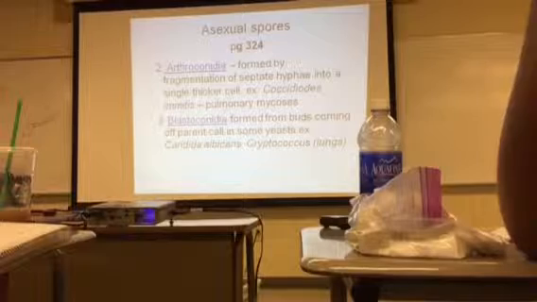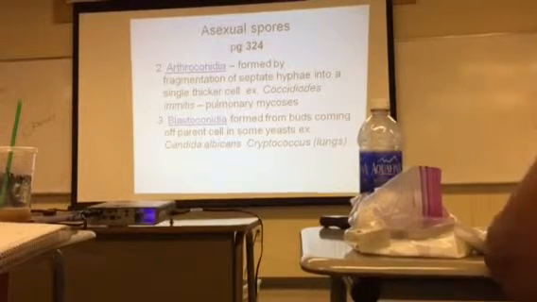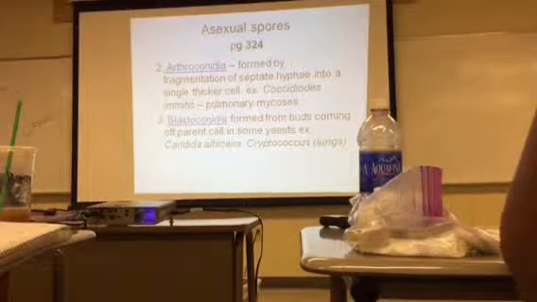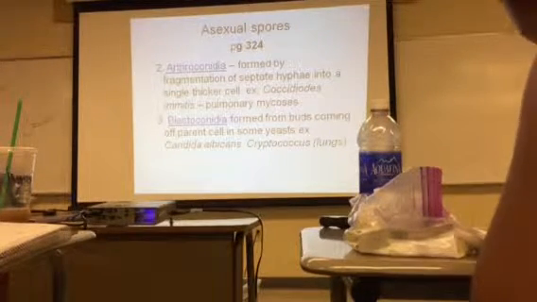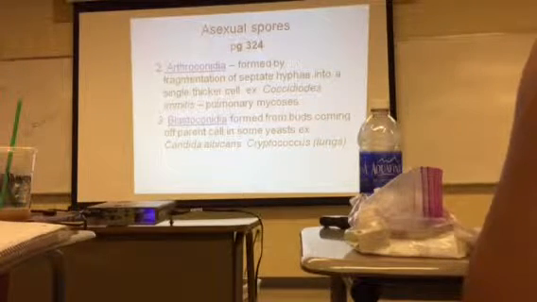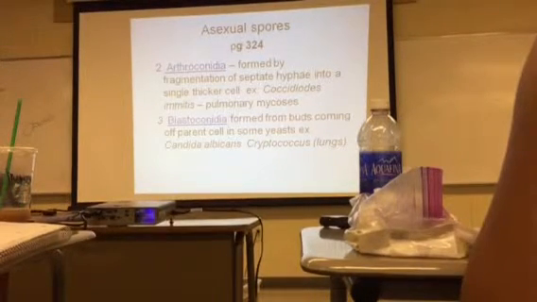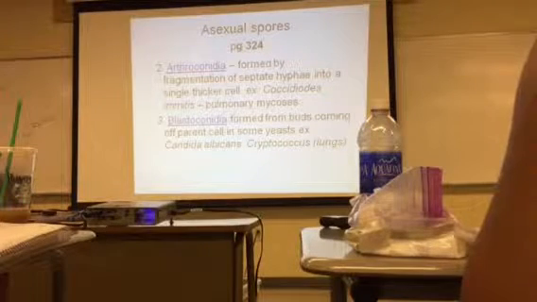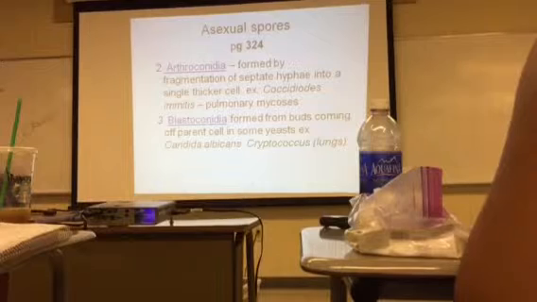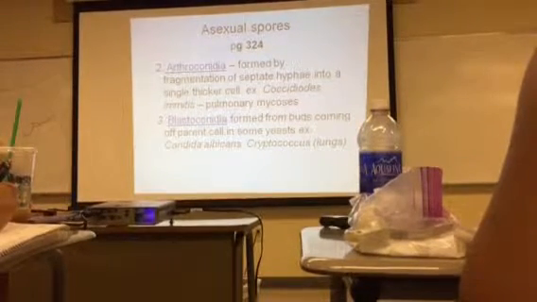There's also what's called arthroconidia. They are formed by fragmentation of a septate hyphae into a single thicker cell. So an example of a fungi that does that is Coccidioides immitis. That one is definitely a pathogen. This is the one that my sister came down with, Coccidioides immitis. And it causes pulmonary mycosis.